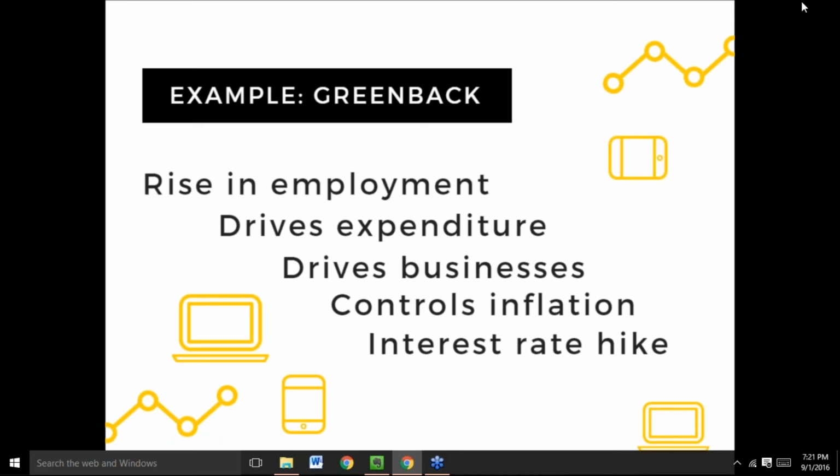As you can see, we have a rise in employment. The US economy values jobs. They like it when people get jobs. Why? Because when there's a rise in employment, more people earn money. If more people earn money, more people get to buy stuff. Remember, the US is a consumer's country. They like shopping. If they buy stuff, it drives expenditure and it drives businesses. Businesses become happier because they thrive in an economy where people have jobs.